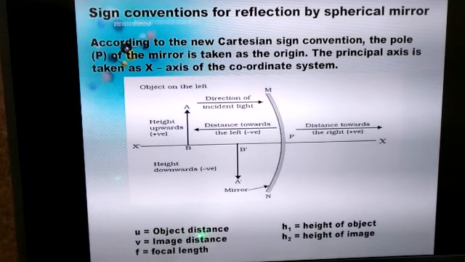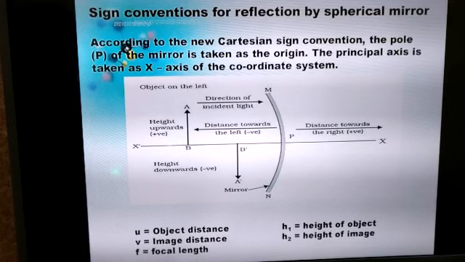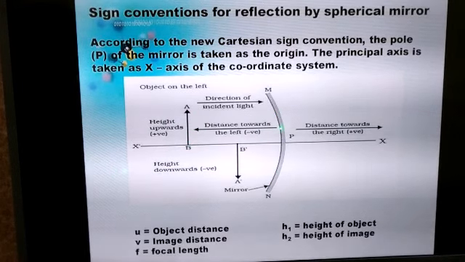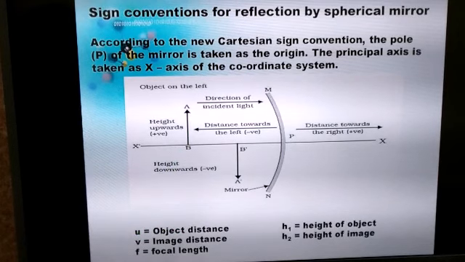Now object distance is the distance of the object from the pole of the mirror. So this is the spherical mirror. AB is the object which is kept in front of the mirror. If we take the distance from the pole of the mirror to the object, then this distance is called the object distance, which is denoted by small u.